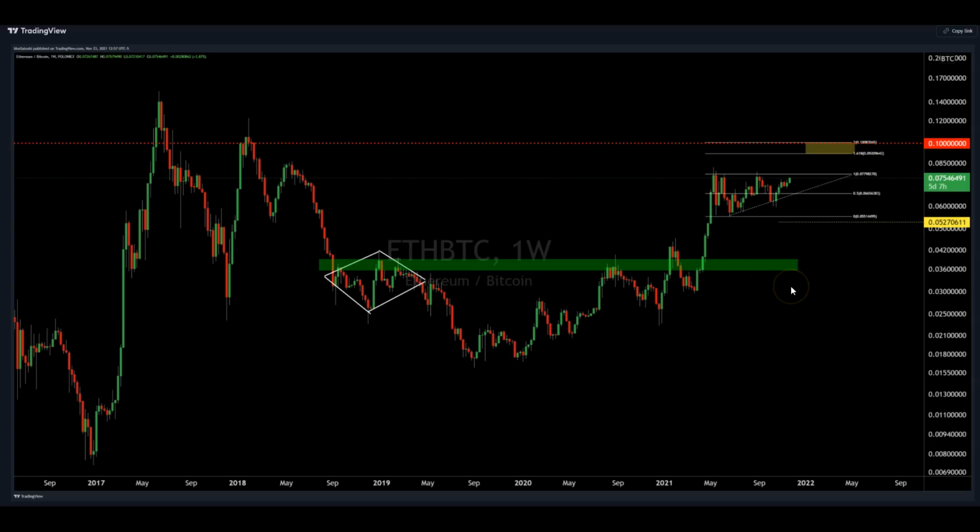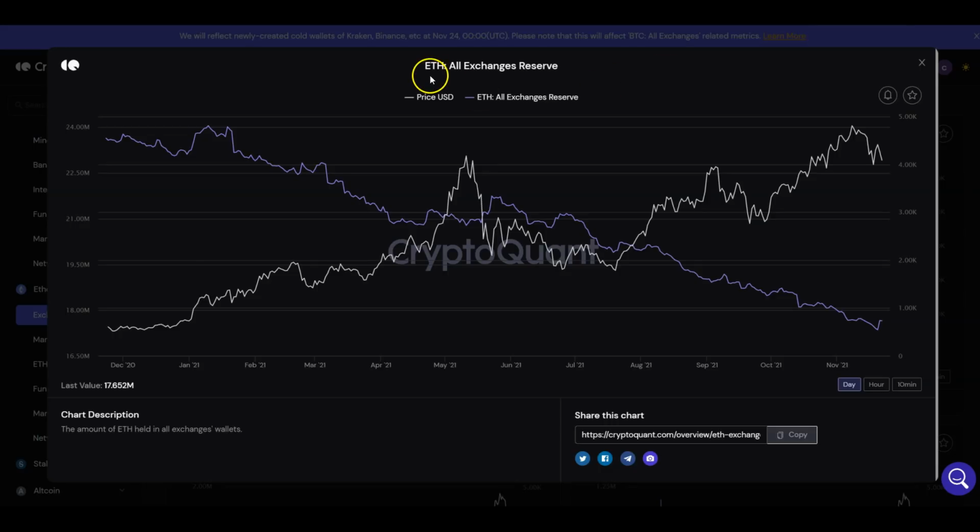Doesn't matter. I get all that. I hear you. I see you. I'm on board. I'm just talking about the chart here. The chart says 0.1 is the level to watch if this thing breaks up, which it looks like it's about to. And then lastly, real quick, the ETH exchange reserves also just continue to downtick.